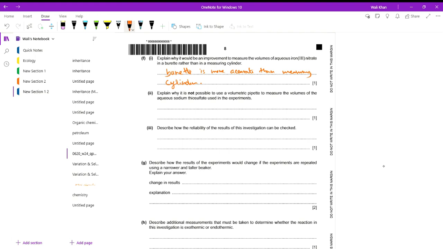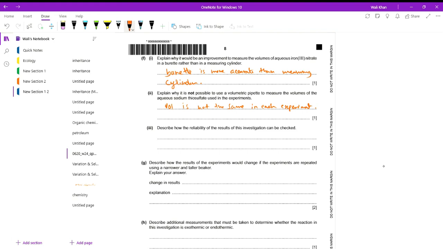Explain why it is not possible to use a volumetric pipette to measure the volume of the aqueous sodium thiosulfate used in the experiment. Because the volume is not the same. In the experiment we use different volumes, so that's why we didn't use a volumetric pipette.